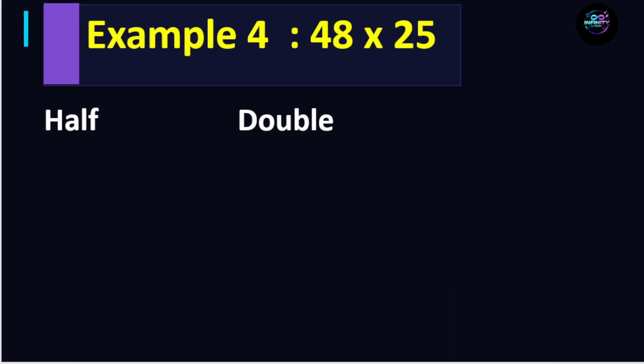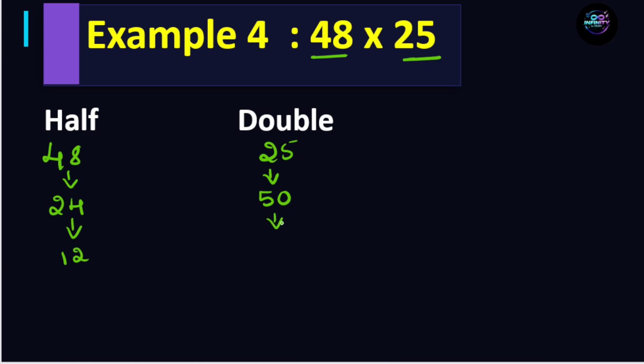Interesting, right? Now we'll solve one more example, that is 48 and 25. Now tell me what to choose for halving. Choose 48 here, then 25 to double. Half of 48 is 24. Double of 25 is 50. Half of 24 is 12. Double of 50 is 100. Half of 12 is 6. Double of 100 is 200. Half of 6 is 3. Double of 200 is 400.